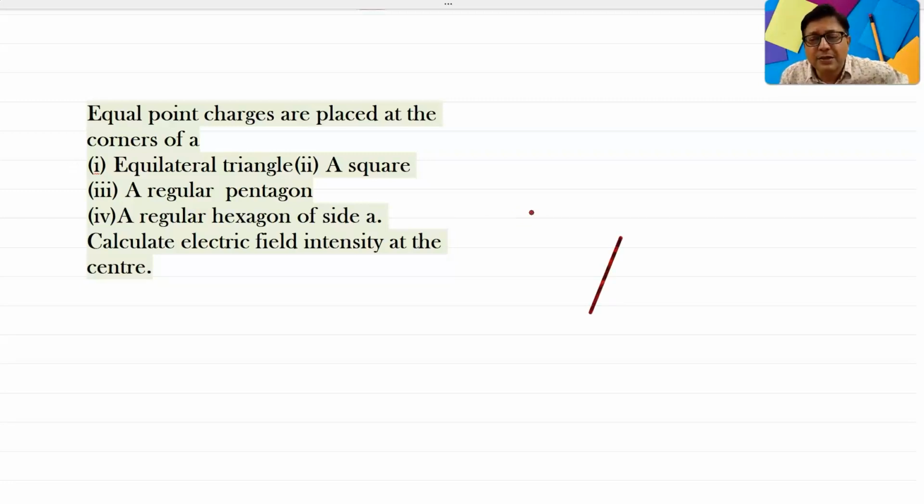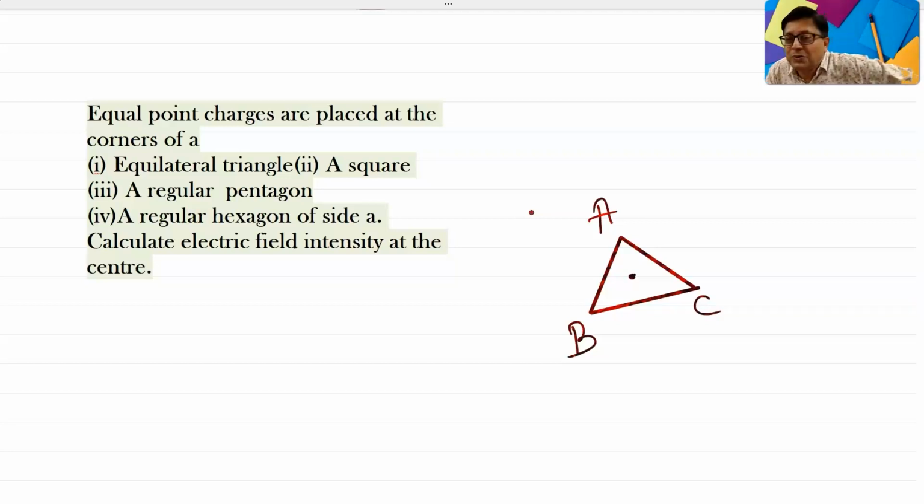There will be an equilateral triangle, side length equal to A. We want to find the strength of electric field at the center. How to? See, here you have kept Q charge, here Q and Q. These three charges will create electric field here. It will be directed this way.